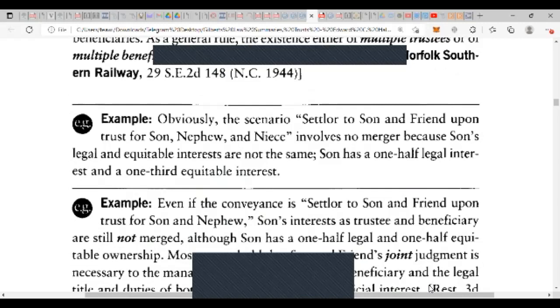Example, obviously the scenario, quote, settlor to son and friend upon trust for son, nephew, and niece, involves no merger because son's legal and equitable interests are not the same. Son has a 1/2 legal interest and a 1/3 equitable interest.